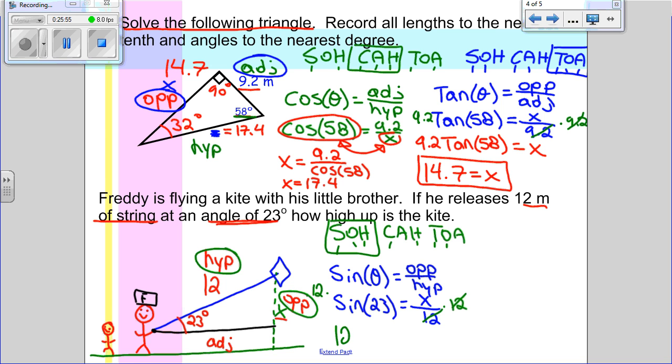We punch that in our calculator. 12 times sine of 23, and you find that the height of the kite is x equals 4.7 meters in the air. If you didn't put m for meters, that's okay. As long as you know that the height of that kite was 4.7 in the air.